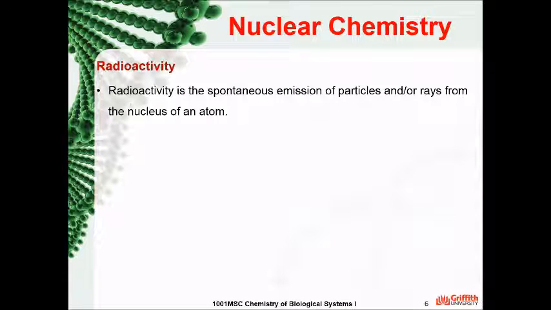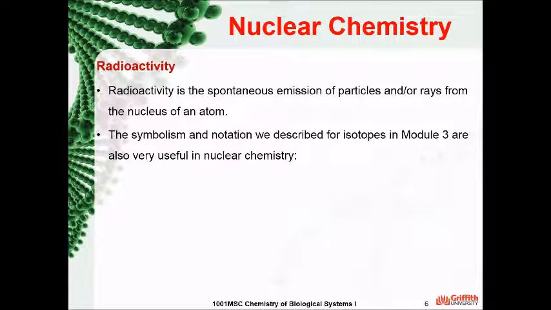Radioactivity is the spontaneous emission of particles and/or rays from the nucleus of an atom. The symbolism and notation we described for isotopes in Module 3 are very helpful in nuclear chemistry. You will recall that we have the symbol of the element, the mass number, which represents the total number of protons and neutrons, and the atomic number, which indicates the number of protons.